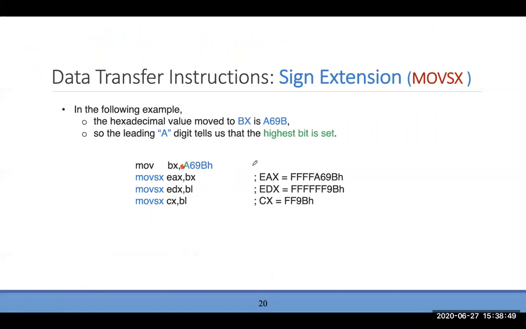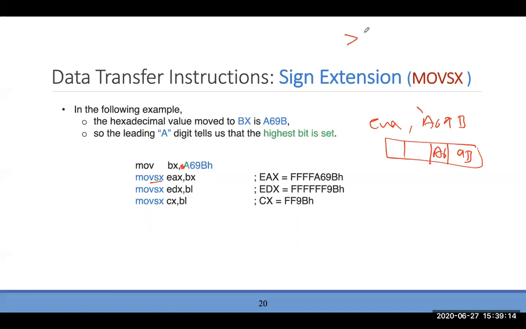So if this is my BX, so my BX is A69B, right? And we want to move this to EAX, right? This is my EAX. So we know, no brainer, right, guys? We're going to know that this is 9B and this is A6. So now I want to see, because this is MOVSX, am I going to say 00, 00, 00 here or FFFF? We have to look at the A.